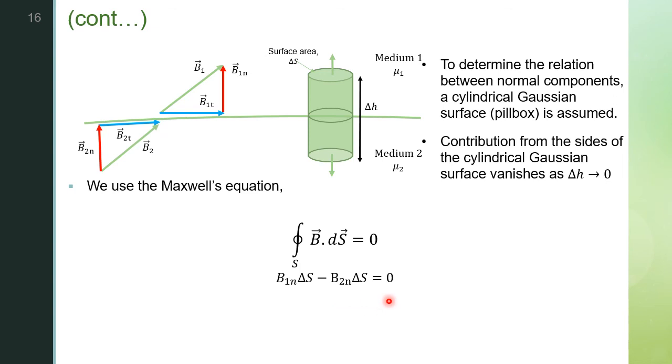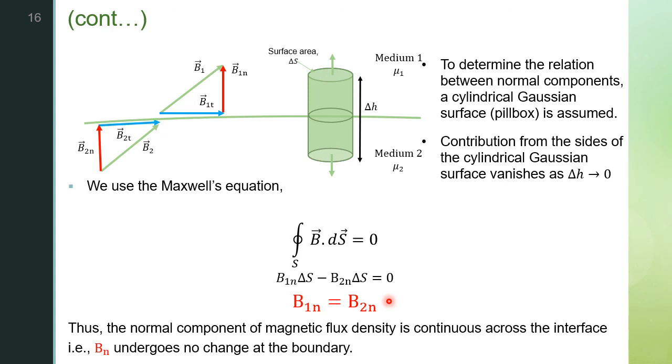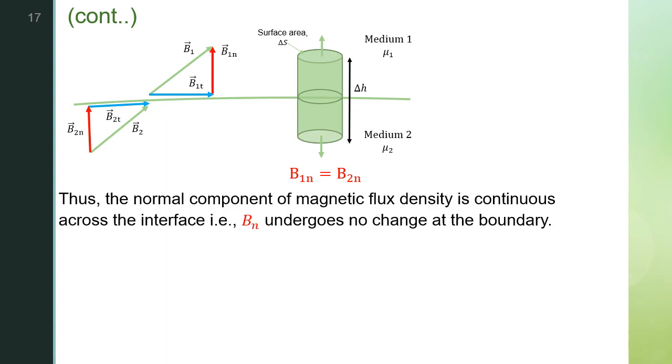Since the delta S cancel each other, we will get B1n equal to B2n. That is, the normal component of magnetic flux density is continuous across the interface. That is, Bn will not undergo any change when it moves from one medium to another. So we got the equation B1n equal to B2n.